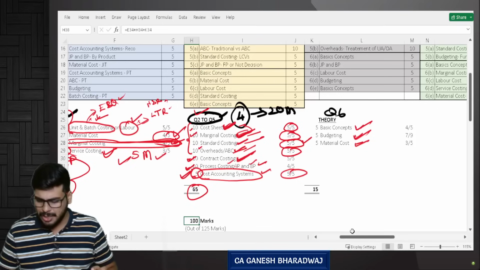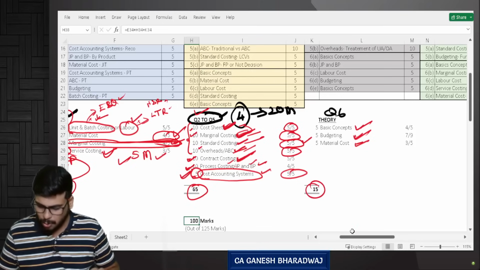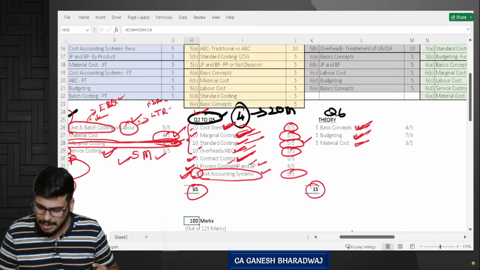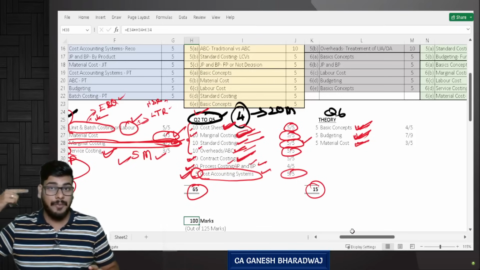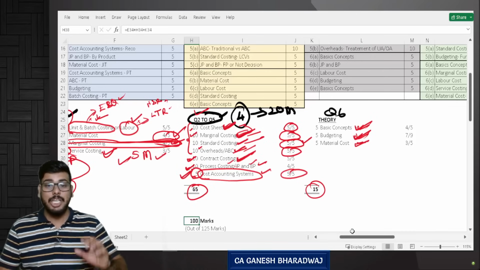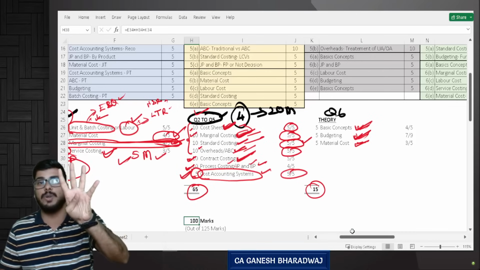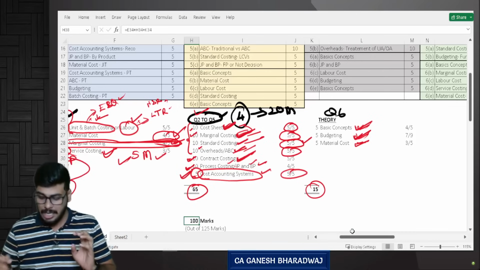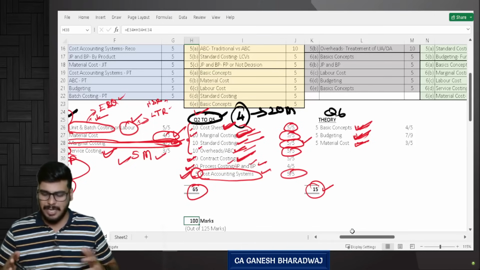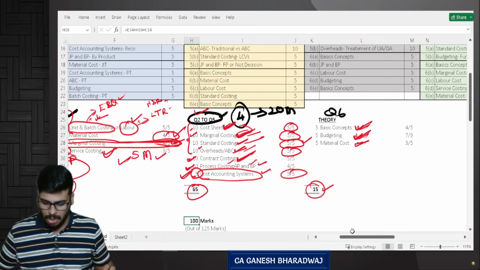So if you do this, approximately, I have also told that 15 marks comes from these 3 chapters out of the 25 marks, because in question number 6 you have 5 questions out of which you need to write 4. Internal choice is also there. So out of the 25 marks, generally 15 marks comes from these 3 chapters. This also I'm telling you.